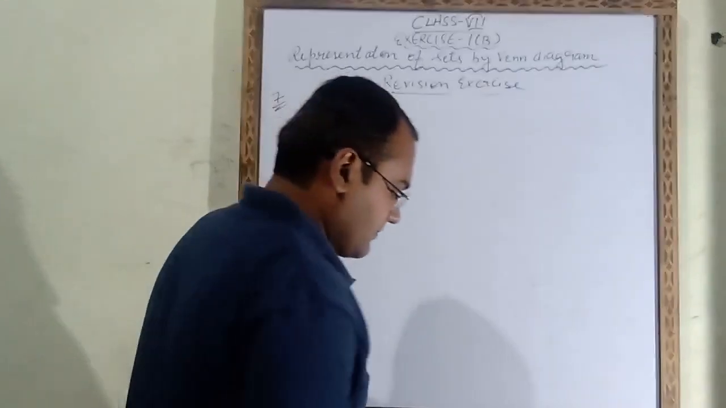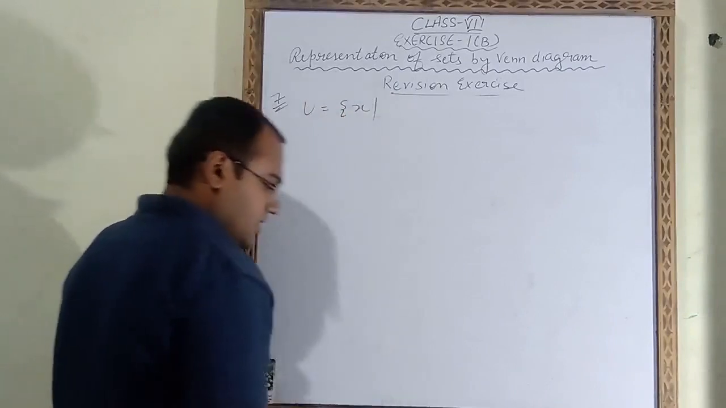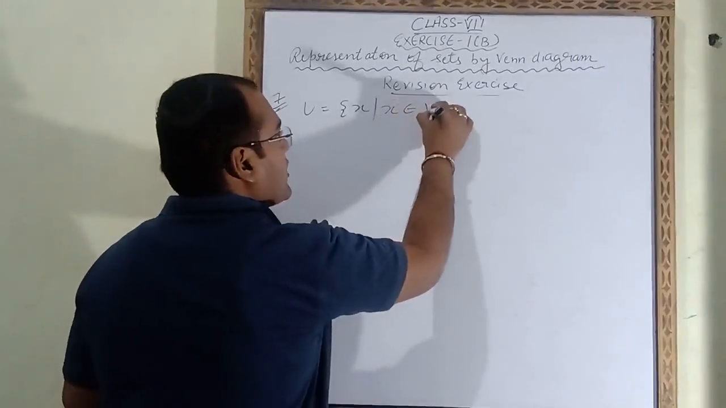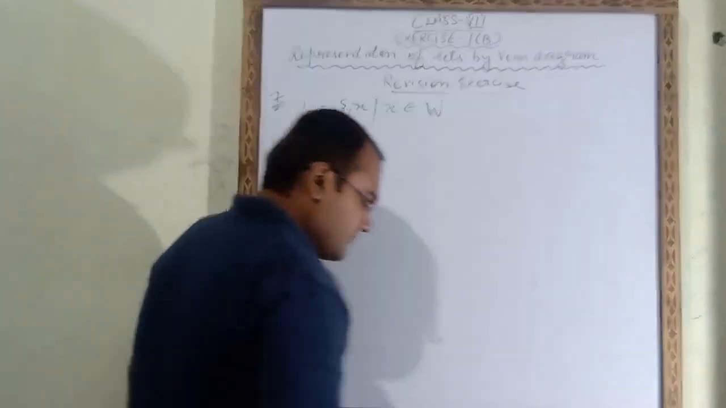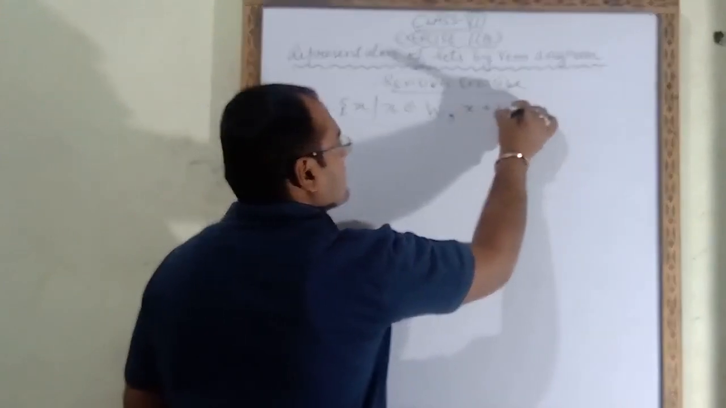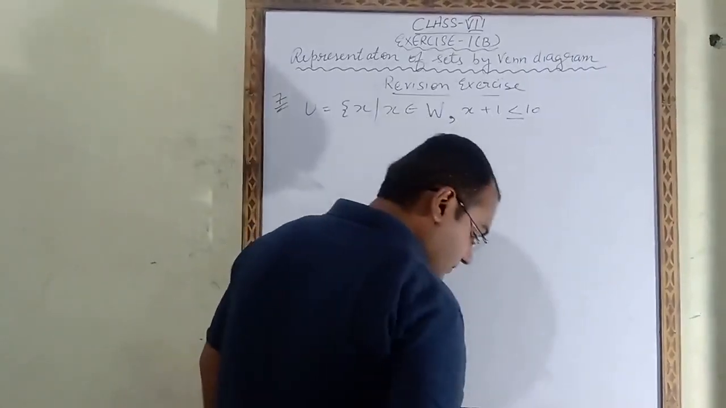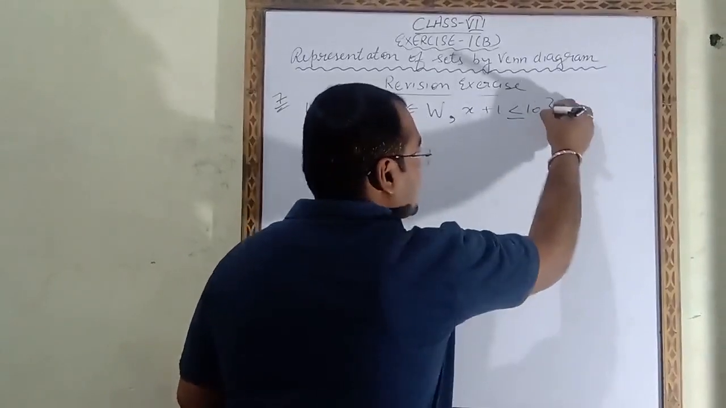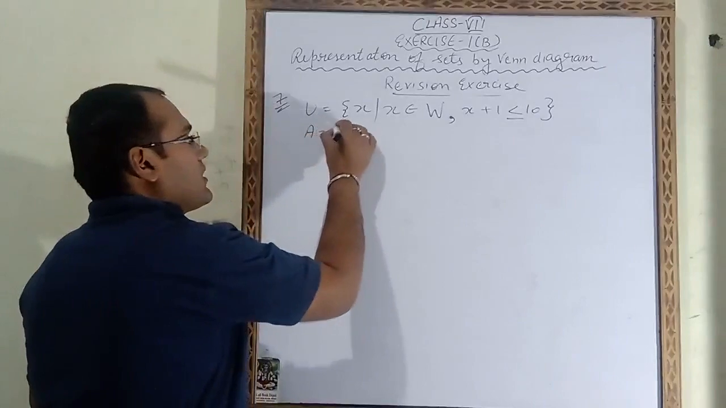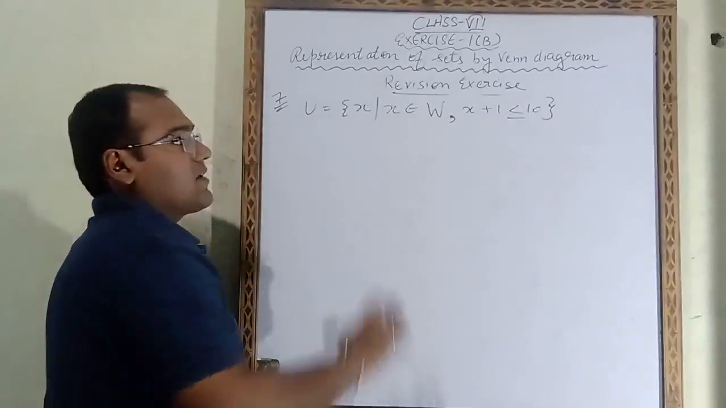Question number 7. A universal set is given, X such that X belongs to W. W means whole number. X plus 1 is less than or equal to 10. The equal to sign is also there. And a set A is also given. Before writing A, we have to solve this.